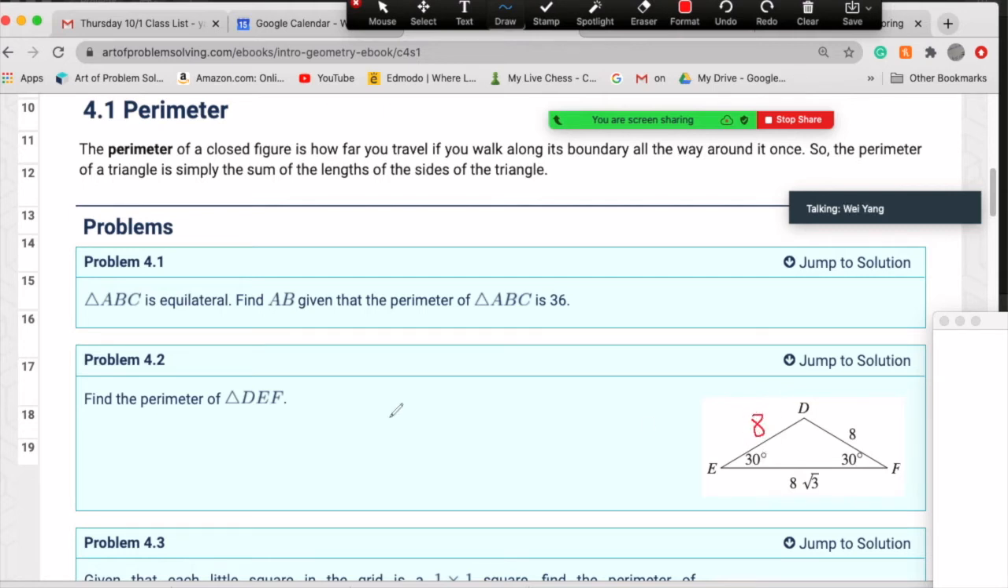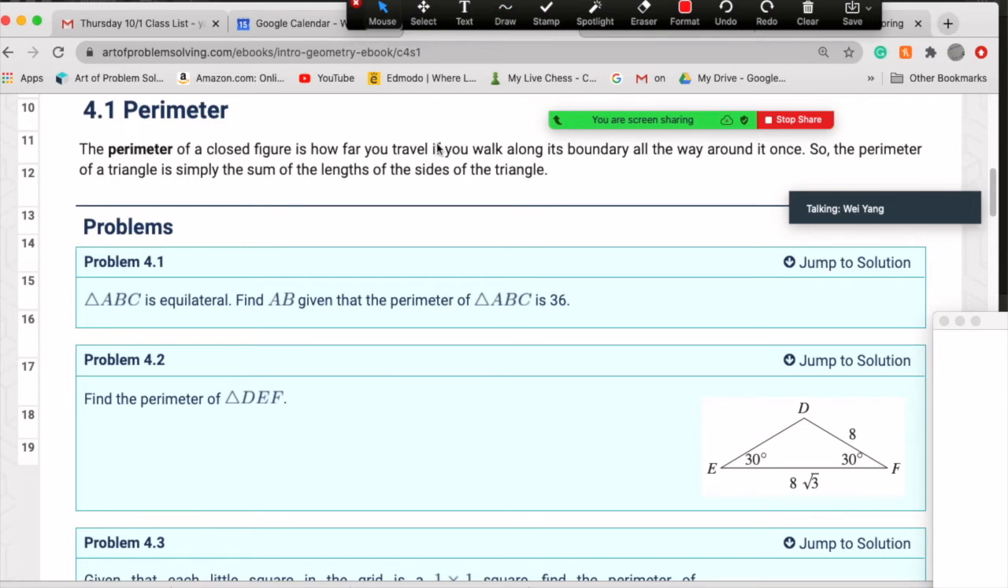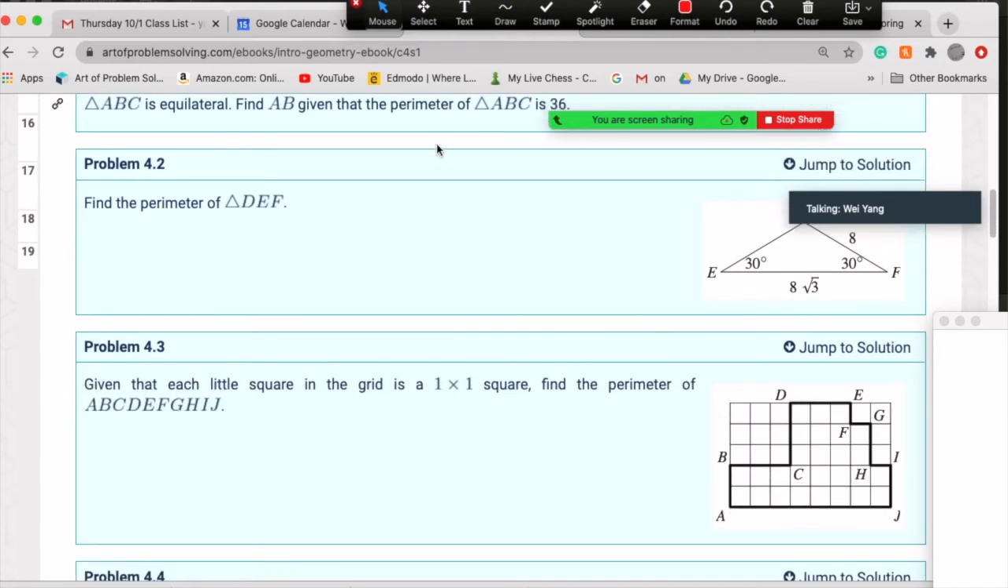Then find the perimeter of this triangle. You can just do 8 plus 8, then plus 8 root 3. So this one they give you 16 plus 8 times root 3. This is a perimeter. It's also very, very easy. Now let's see the next one.